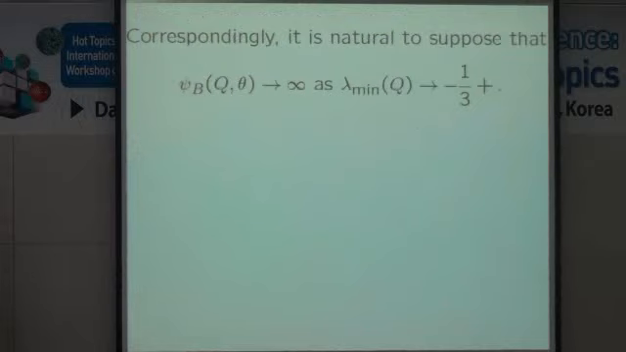Okay, so correspondingly, it seems very natural to suppose in the de Gennes theory that in fact the free energy function blows up as the constraint is hit. So that will give you an energetic reason as to why the constraint on the eigenvalues is preserved.